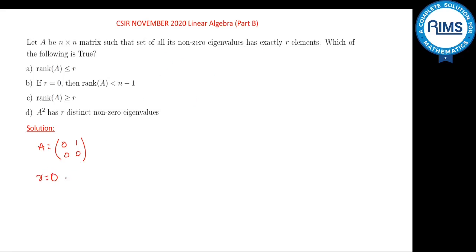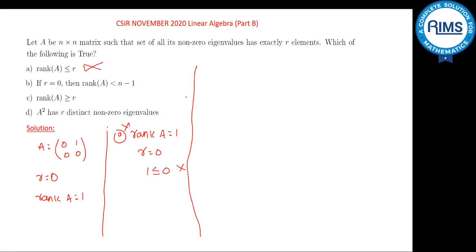So here r equal to 0, and what is the rank of this matrix? Rank of this matrix equal to 1. Now consider the four options. For the first option, what is rank of A? Rank of A equal to 1, and here r equal to 0, and the option says rank of A is less than or equal to r, that is 1 less than or equal to 0, which is not possible, therefore option A is false.